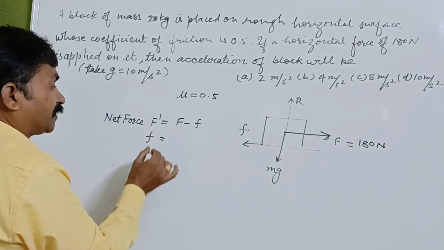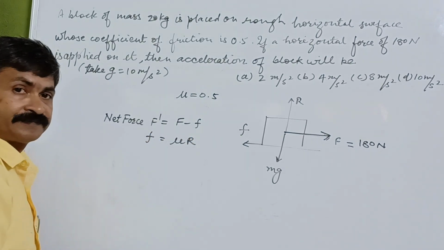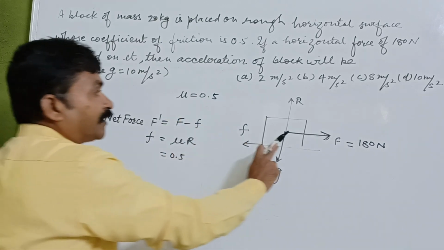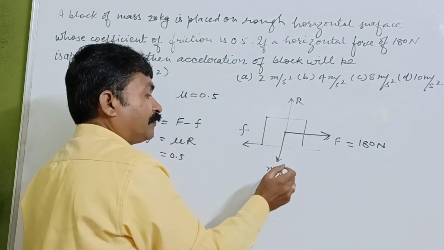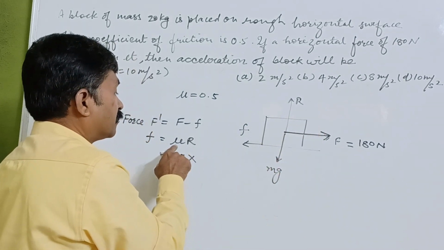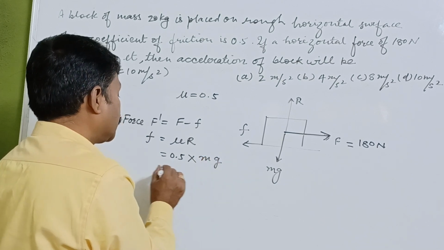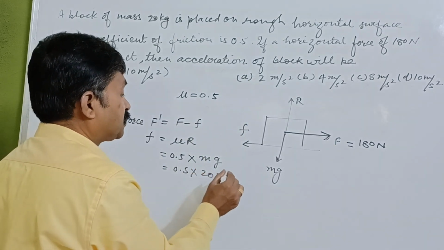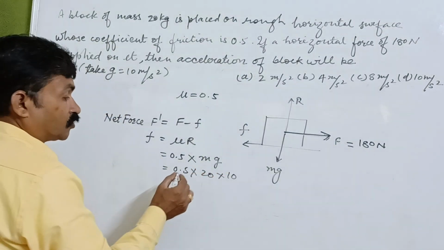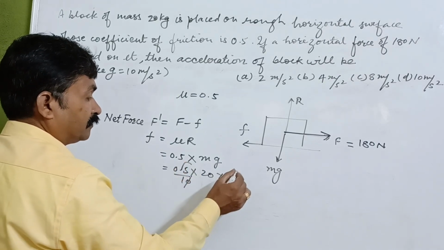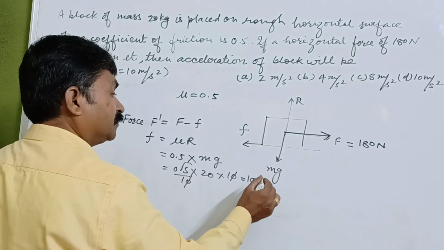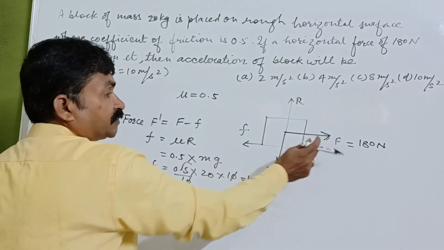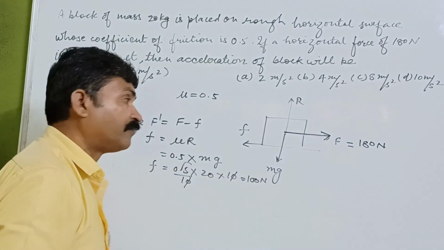Now small f, that we can determine: f is equal to mu into R. Mu is given to us as 0.5, and the reaction acting upward will be equal to m into g. So it is 0.5 into m, which is given to us as 20 kg, and g is 10 meter per second square. So finally we get 100 Newton. The force of friction acting is 100 Newton, in the direction opposite to the direction of force.